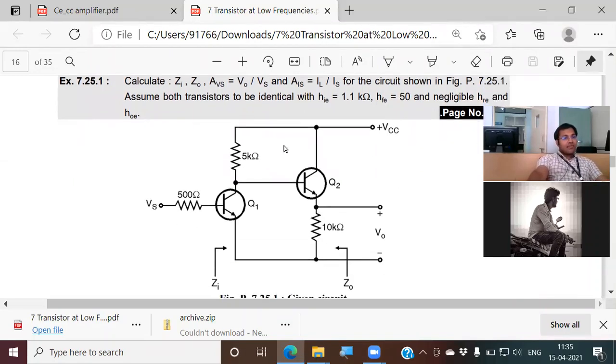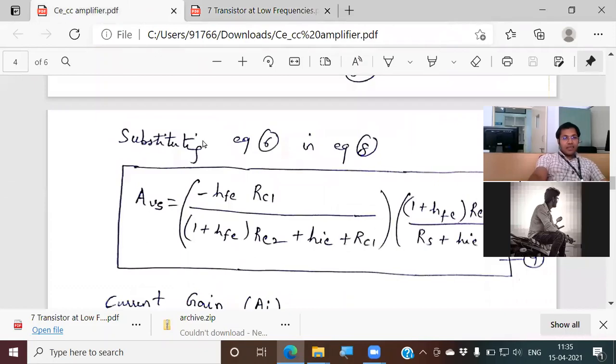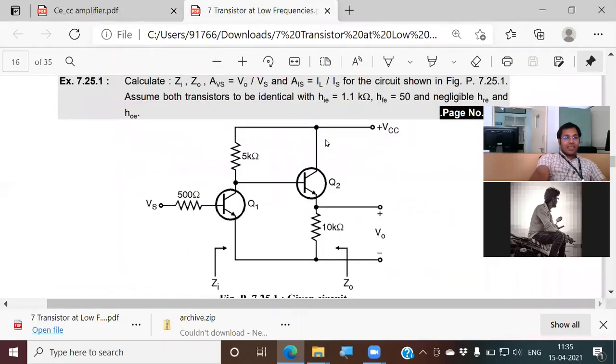In yesterday's class, we finished Zi. Zi is nothing but HIE. As per the derivation here, that HIE was given as 1.1. We have calculated, so Zi was 1.1 kilo ohm. Next, AVS. As I told you, Z naught we should do at the last, because there is some modification you will do to the output circuit. So let us complete AVS.